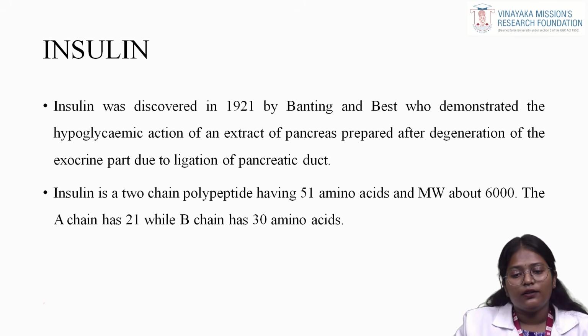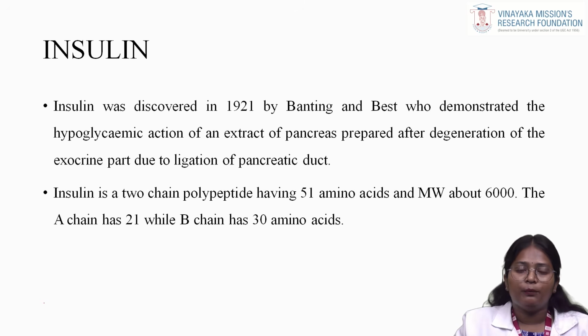Insulin is a 2-chain polypeptide having 51 amino acids and a molecular weight of about 6000. The A chain has 21 while the B chain has 30 amino acids. So there will be 2 chains in insulin. I will be showing the picture in future slides. The A chain has 21 amino acids and the B chain has 30 amino acids.